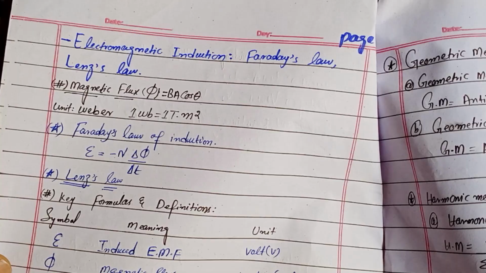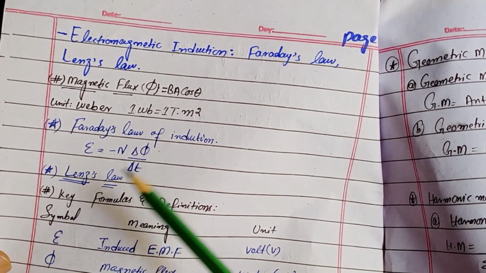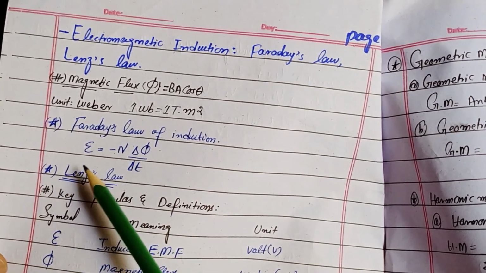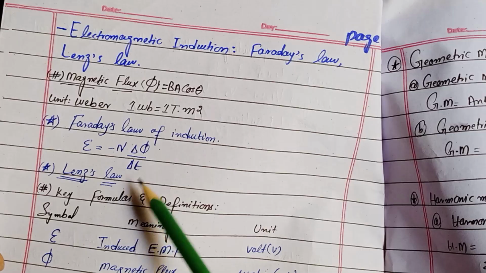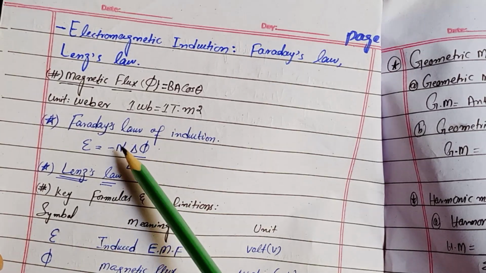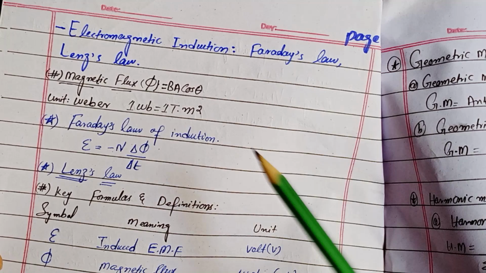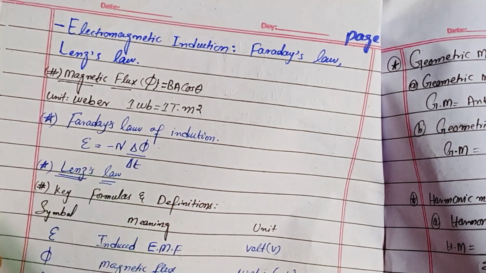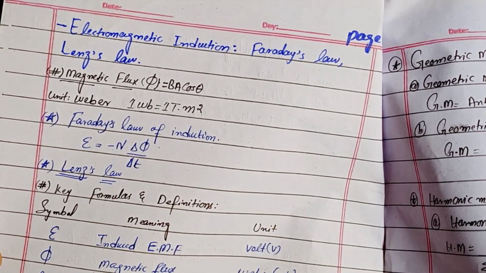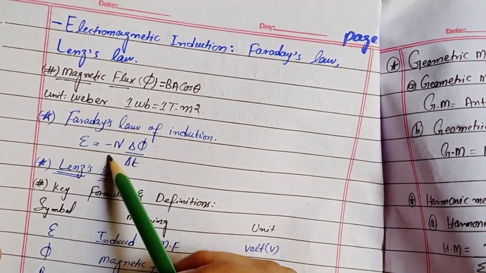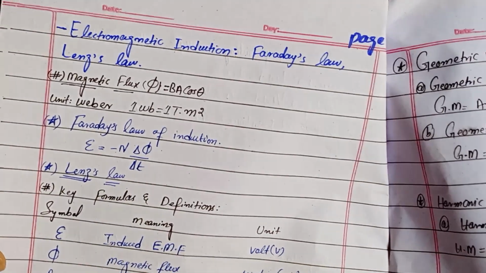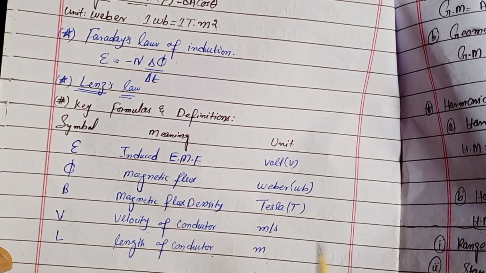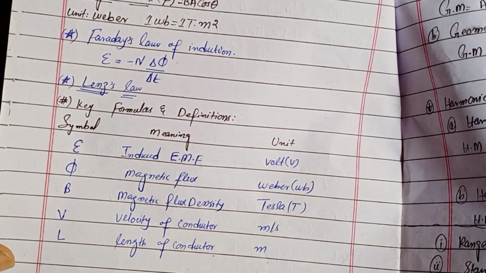Faraday's law of induction says that the induced EMF is equal to negative N times the change in magnetic flux per unit time. Here N represents the number of turns, and the negative sign represents the opposite direction, which is put by Lenz's law. So we covered this. Now here are the key formulas and definitions that you must memorize for the CSCA exam.